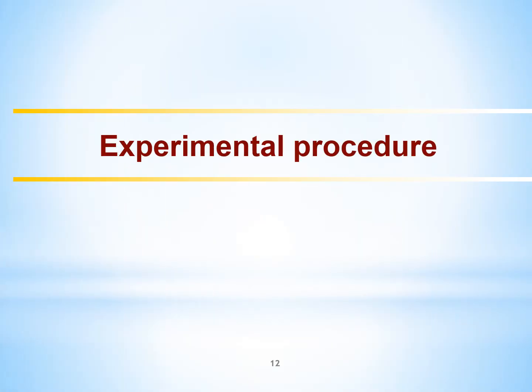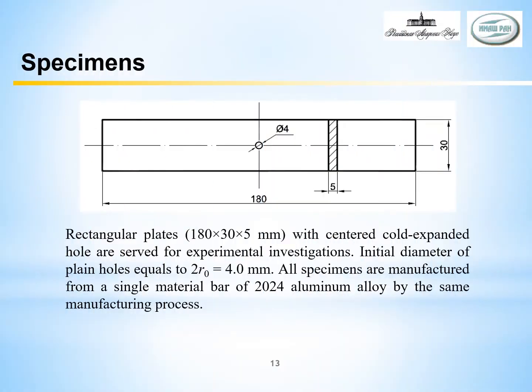Experimental procedure. We have employed plates with a central cold expanded hole for experimental investigation. The initial diameter of the plane holes equals 4 mm. All specimens are manufactured from a single material, aluminum alloy 2024, by the same manufacturing process.